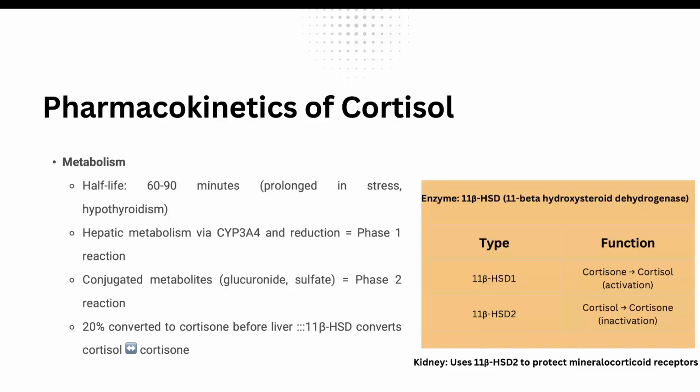For example, any drug that leads to an increase in the level of this enzyme leads to increased metabolism, increased clearance, and then decreased blood concentration of cortisol. On the other hand, any drug that inhibits cytochrome P3A4 leads to decreased metabolism of cortisol, decreased clearance and excretion, and increased blood concentration of the cortisol.